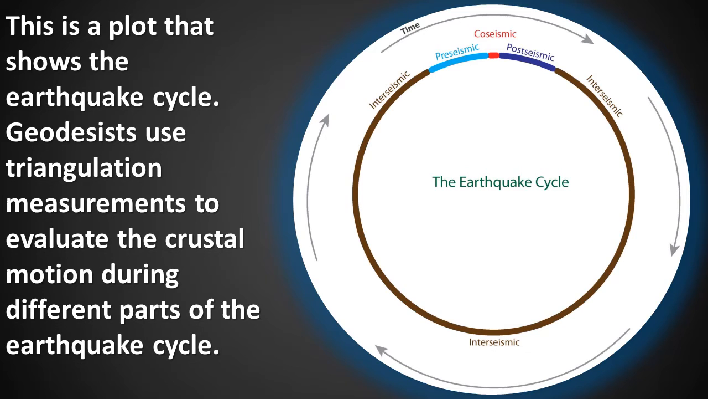This is a plot that shows the earthquake cycle. Geodesists use triangulation measurements to evaluate the crustal motion during different parts of the earthquake cycle. The coseismic time is the period of time during the earthquake. The interseismic time is the period of time between the earthquakes. The pre-seismic time is the period of time before an earthquake. And the post-seismic time is the period of time after an earthquake.